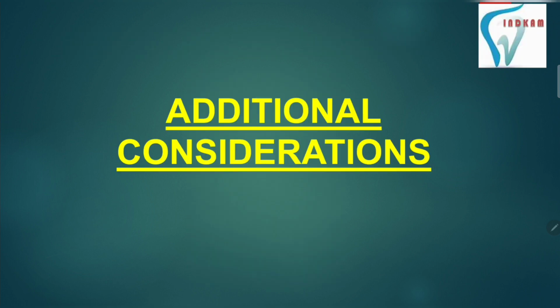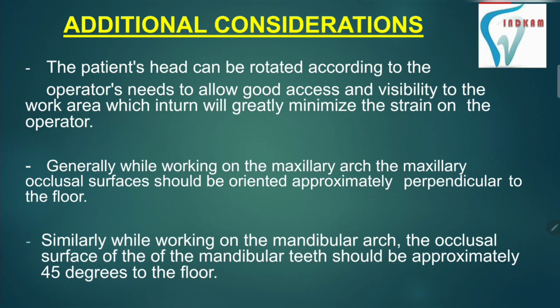We need to keep in mind some additional points while observing or while practicing the proper sitting position. We will see this. Some additional considerations are mentioned here, so we'll go one by one. The first one is the patient's head can be rotated according to the operator's need to allow good access and visibility to the work area, which in turn will greatly minimize the strain on the operator. The main purpose of tilting the head of the patient is to minimize the strain on the operator.